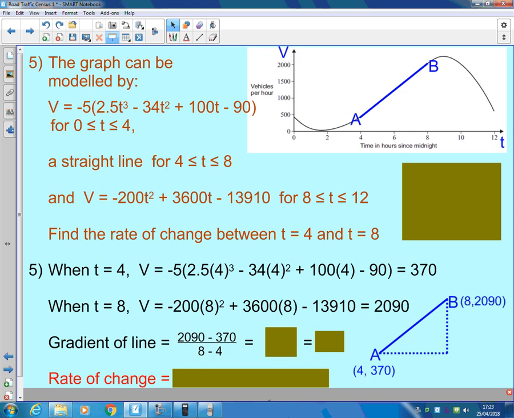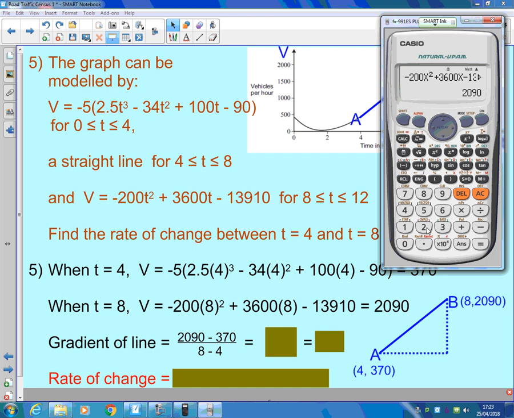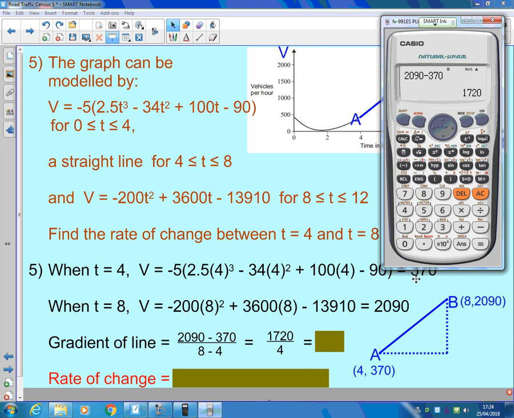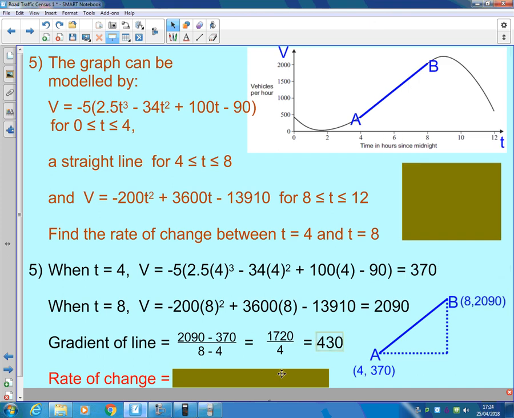So all I need to do is the calculation. 2090 take away 370 equals 1720. 8 take away 4 is 4. I can do that bit in my head. And then finally, 1720 divided by that 4 equals 430. So the rate of change, the gradient of a line, was subtract the y coordinates and then subtract the x coordinates and then divide one by the other. Rate of change is 430 vehicles per hour.